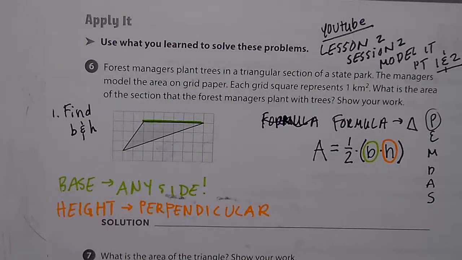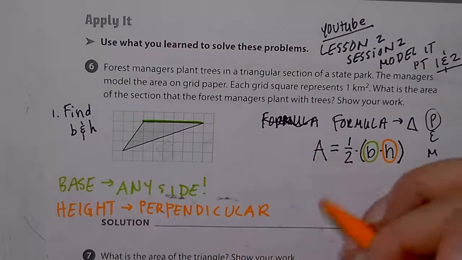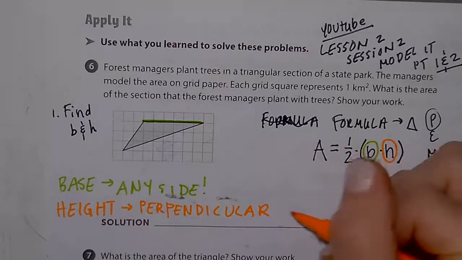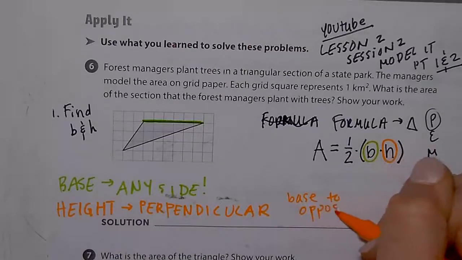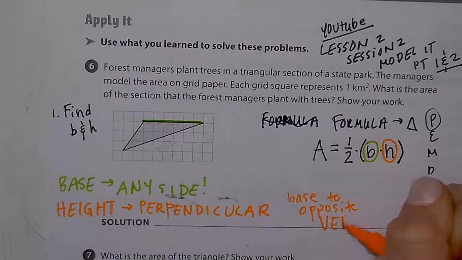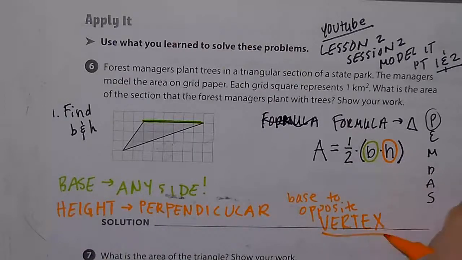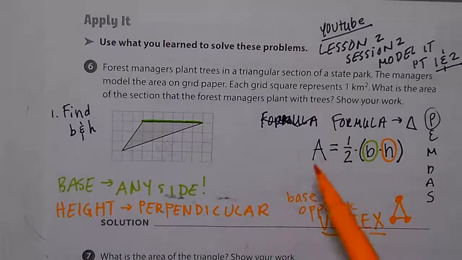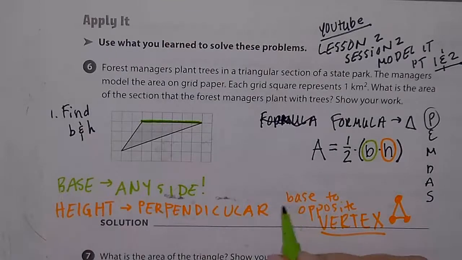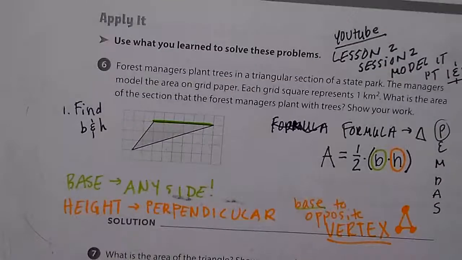There's a couple things here that we need to take into account, because the height is a little bit hard to find. Remember that the height of a triangle is the perpendicular line from the base to the opposite vertex. Remember, we talked about those corners. A vertex is any corner of a shape. So we're going from the base, which is our green line in this problem, to the opposite vertex.